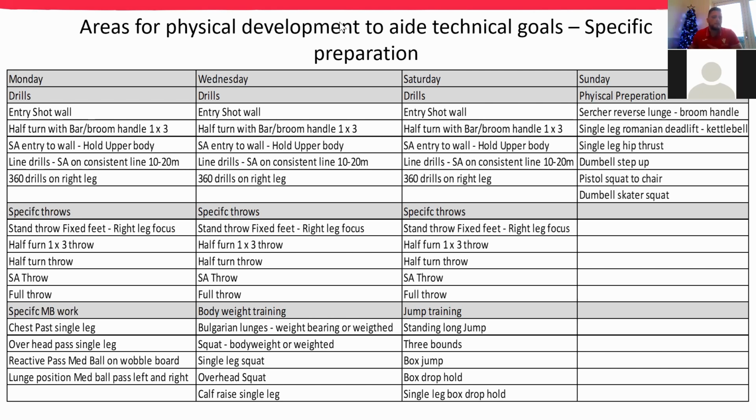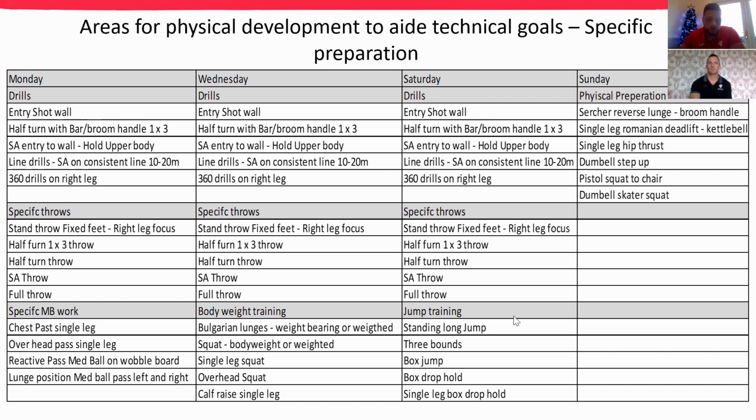We've got stand throws, fixed feet, half turns, so 1 by 3, so that'll be a forward. So it'll be a half turn, you move into the forward, you come back, and then you go and throw. That'll build specific strength through the right leg. And some specific med ball work: chest passing the leg, overhead passing the leg, reactive pass, wobble board, lens position. They're very similar, but at a young age we're trying to develop the athlete as well. Although these athletes are throwers, I want to develop them as overall athletes. Athlete first, so as well as this, they will do runs, jumps, etc. Everything else looks similar.